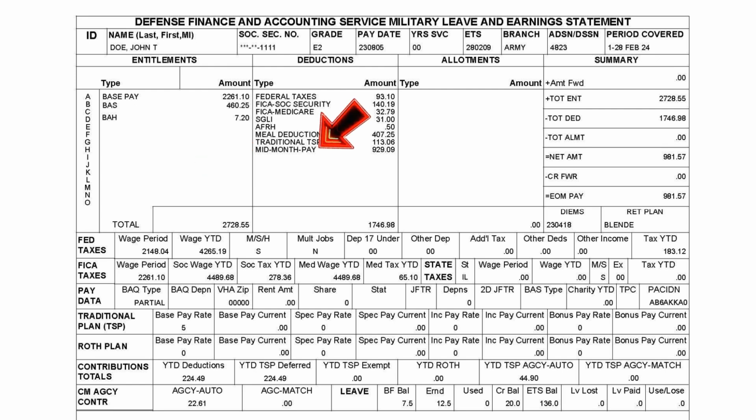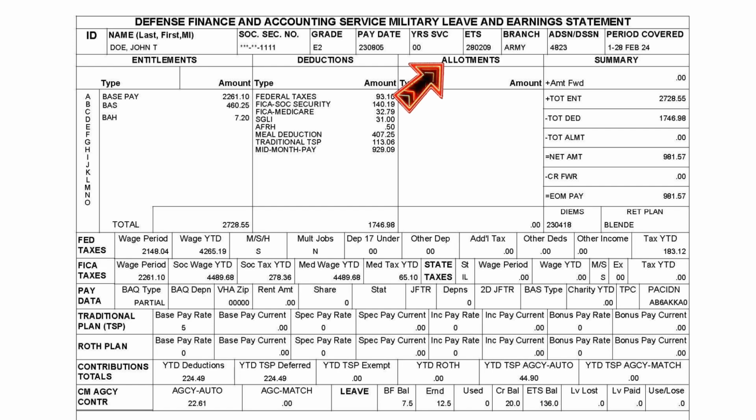And then mid-month pay. Mid-month pay is the money you already received for the first half of the month, because they only calculate your pay once a month. And then for the first 15 days that you work, they estimate how much they will owe you and go ahead and forward that money for the days you have already worked. And then at the end of month LES, that's where they calculate it and show everything that they have done during the month.